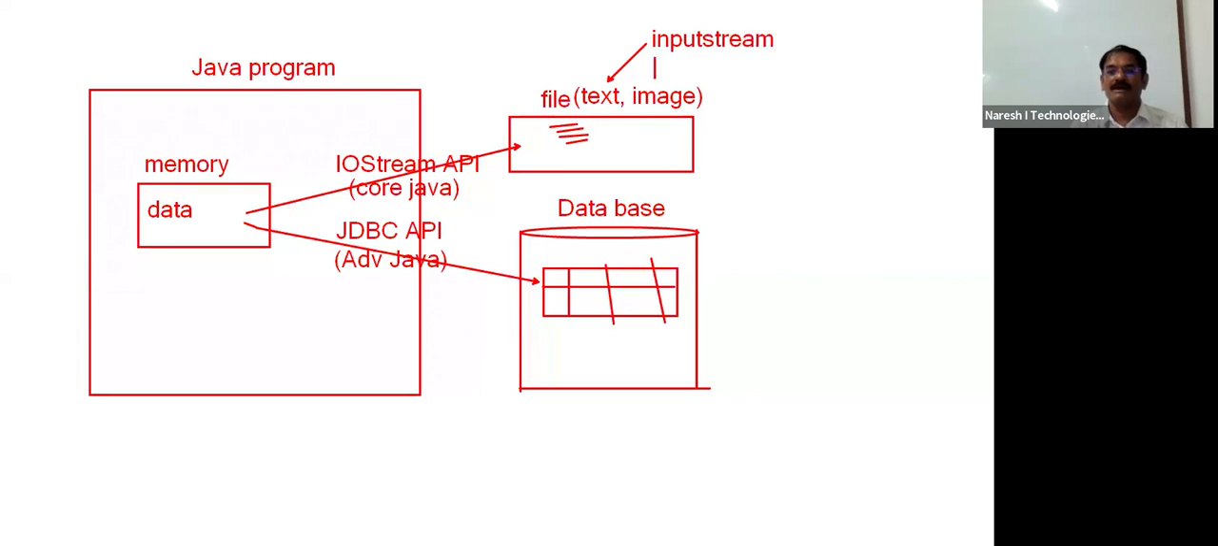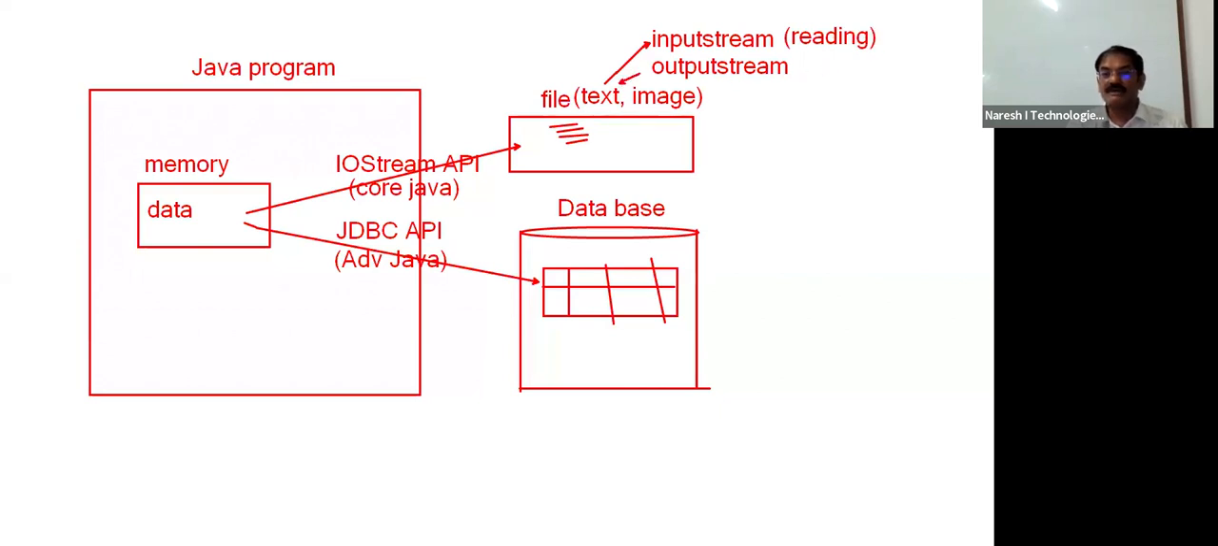and output stream. Input stream is for reading data from the file. Input means what? Into the Java program, I want the input, right? Input stream is for reading from a file into a Java program.